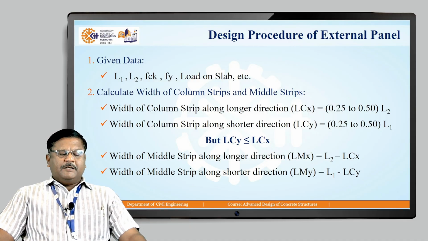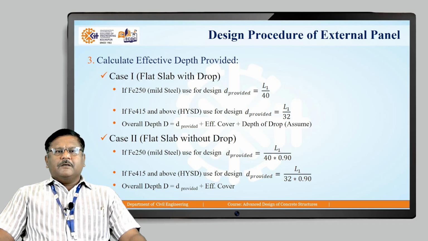Next step is to calculate the effective depth of the flat slab. Now again, as we discussed, there are two types of slab. First is slab with drop and second case is slab without drop. If the slab with drop is provided, then D provided is equal to L1 upon 40 if mild steel is used, and D provided is equal to L2 upon 32 if higher grade steel is provided.